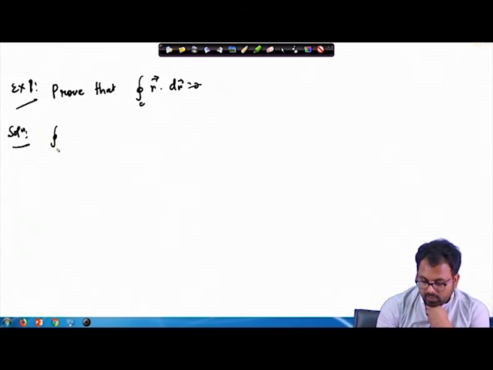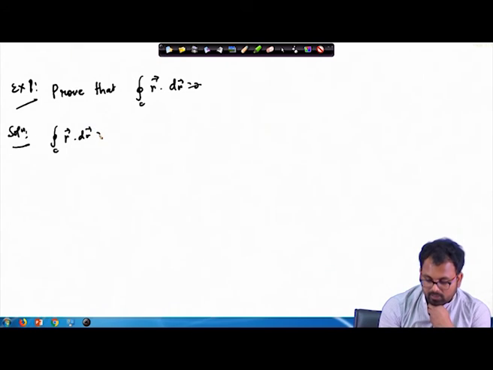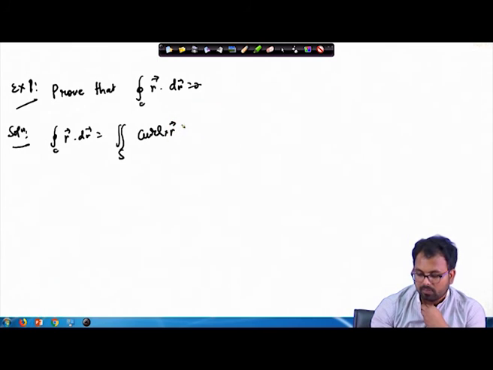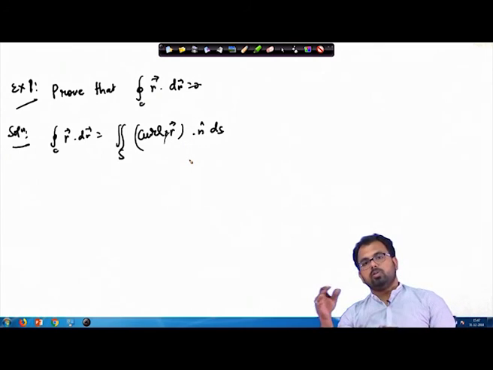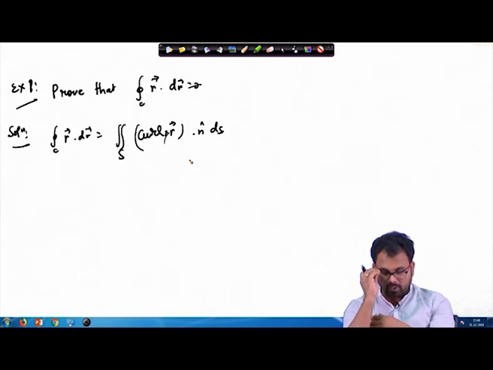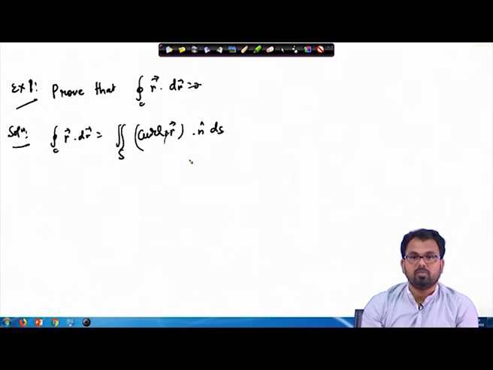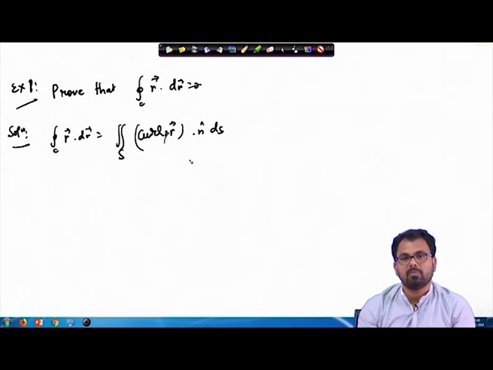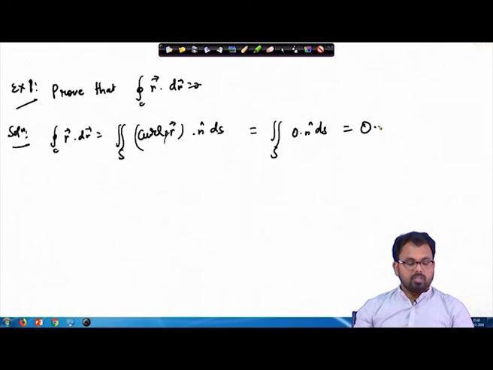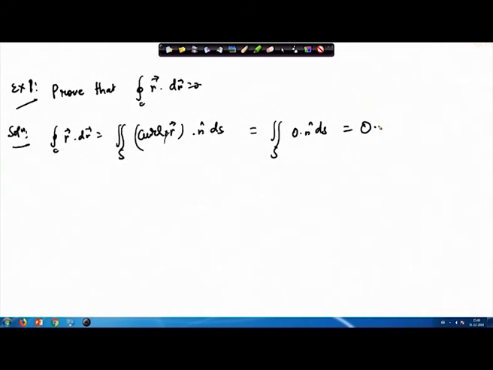So, we can write this as the surface integral of curl of r dot n dS. So, n is basically the unit outward drawn normal, and we have to calculate the curl of r. So, if you calculate curl of r, then you will be able to see that this is 0, because r is x i plus y j plus z k. So, the surface integral over S of 0 dot n dS is basically 0. So, this is how we use the Stokes theorem.